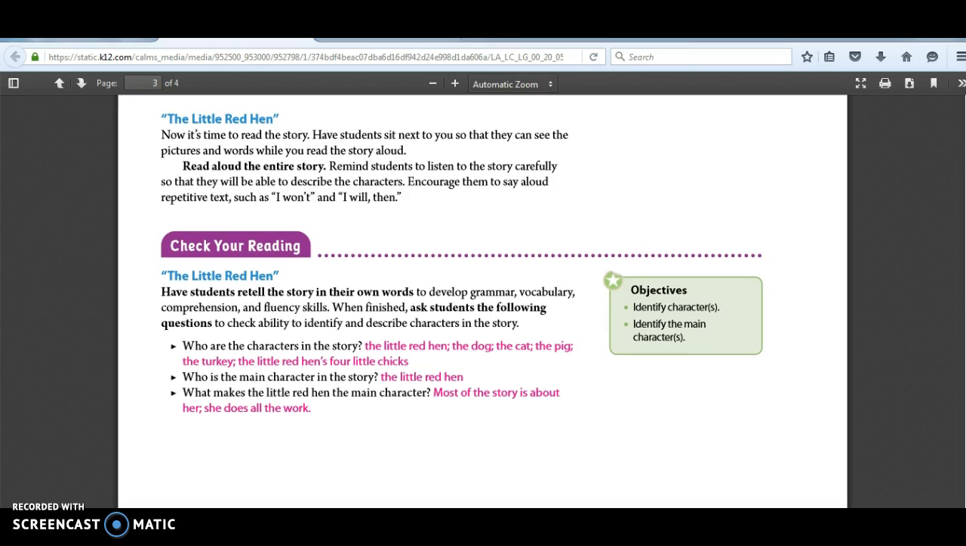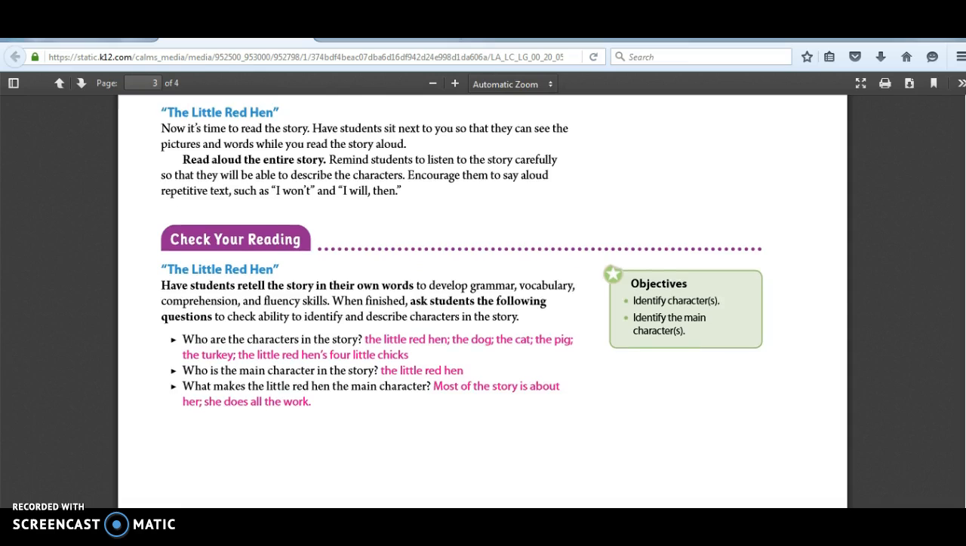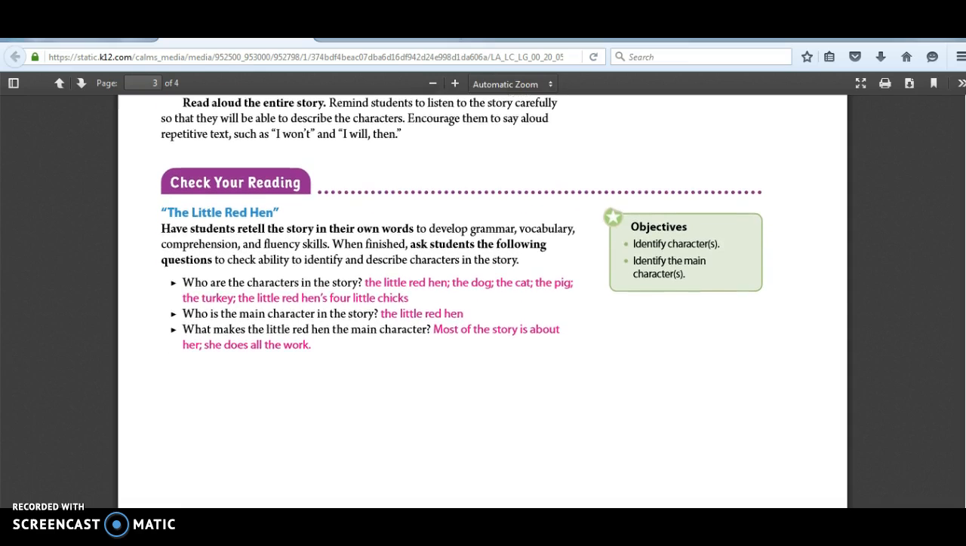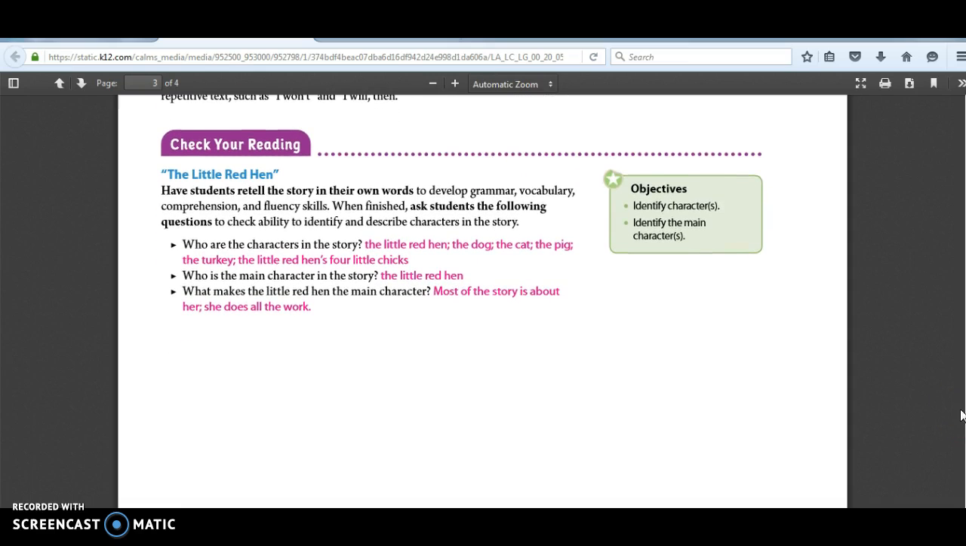So we're going to start off with checking your understanding of what you read. So let's talk about The Little Red Hen. Who are the characters in this story that we read, The Little Red Hen? Tell your learning coach who the characters are in The Little Red Hen.